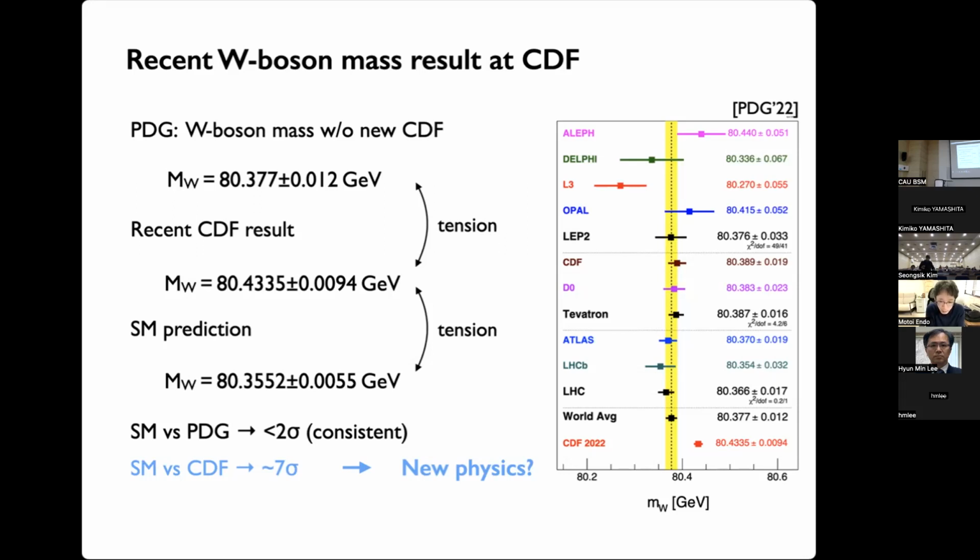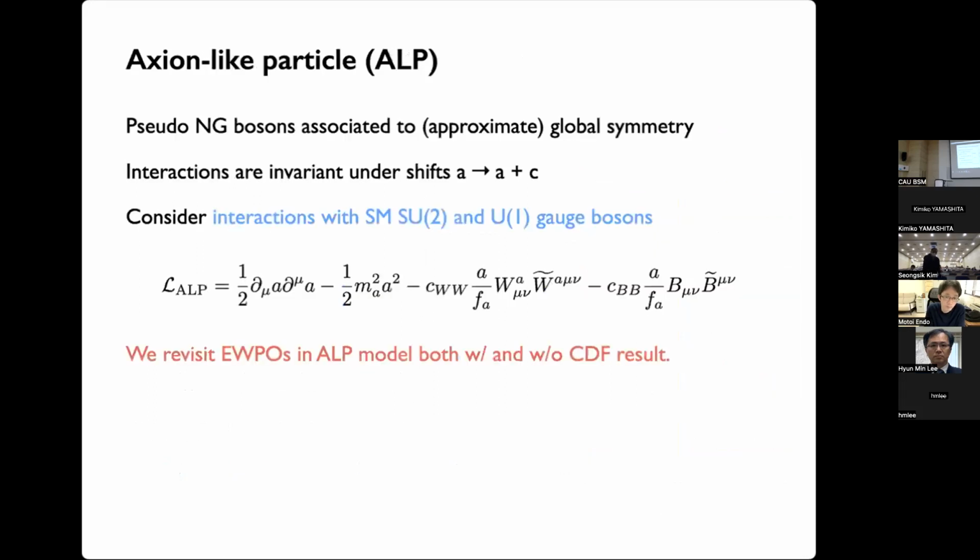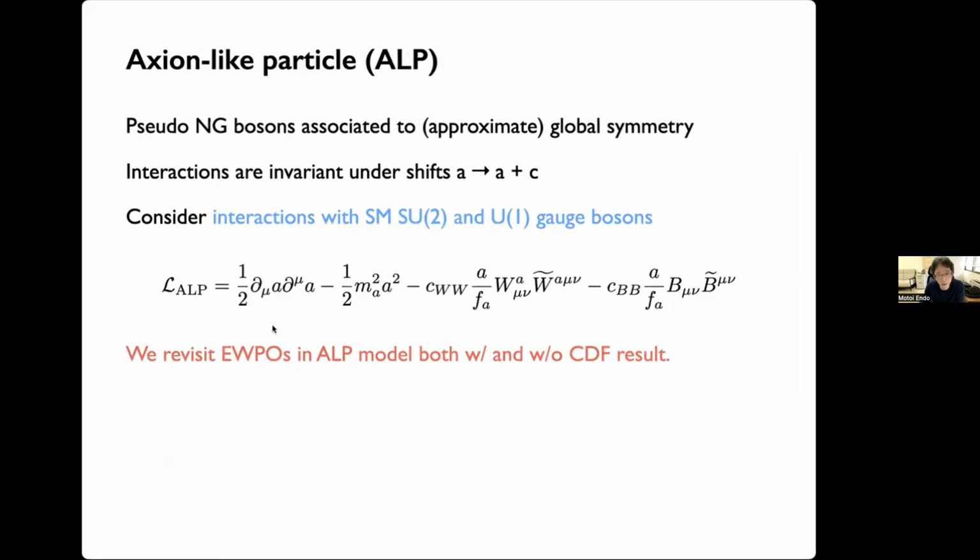So it's interesting to revisit new physics. Actually, in this talk, we are going to focus on the axion-like particle. As you know, it's a pseudo-scalar Nambu-Goldstone boson associated with an unknown approximate global symmetry. And we consider this kind of interaction. Actually, this is a minimal set of the model which contributes to the electroweak observables. So we introduce the axion interaction with the SU(2) and U(1) gauge bosons.